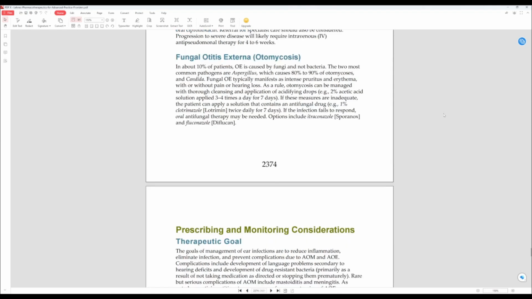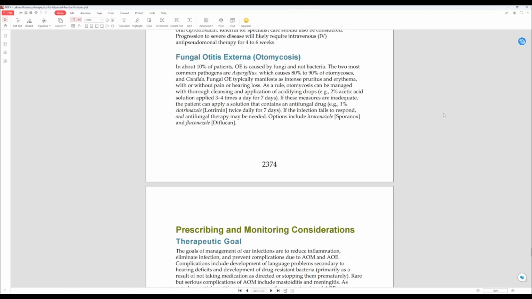Fungal otitis externa, also known as otomycosis. In about 10% of patients, OE is caused by fungi and not bacteria. The two most common pathogens are Aspergillus, which causes 80 to 90% of otomycosis, and the other would be Candida. Fungal OE typically manifests as intense pruritus and erythema, with or without pain or hearing loss.